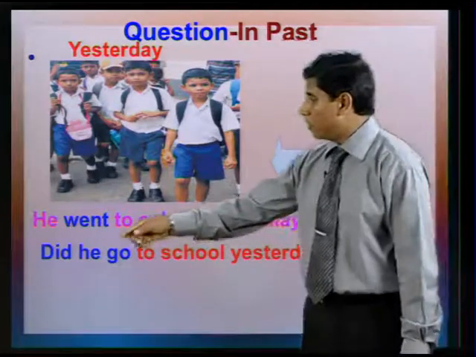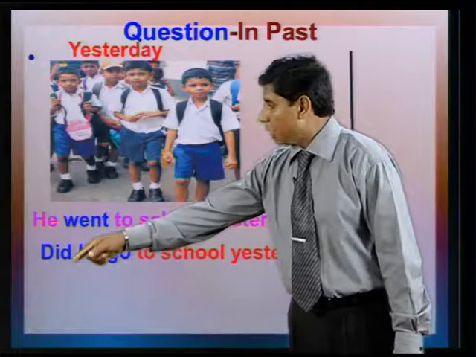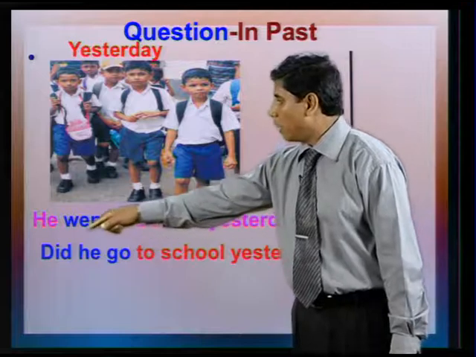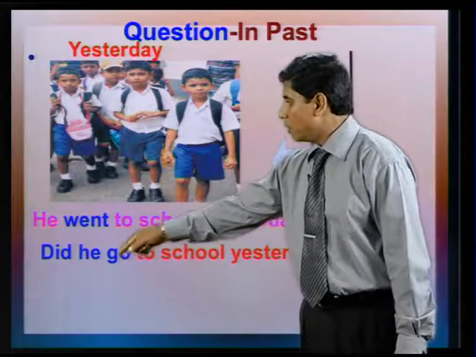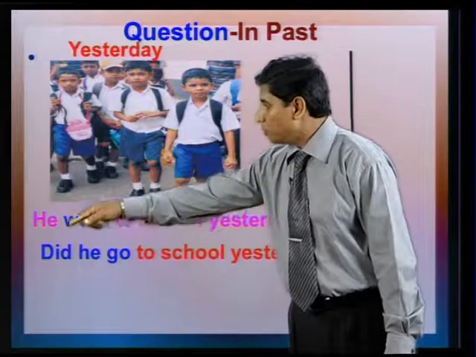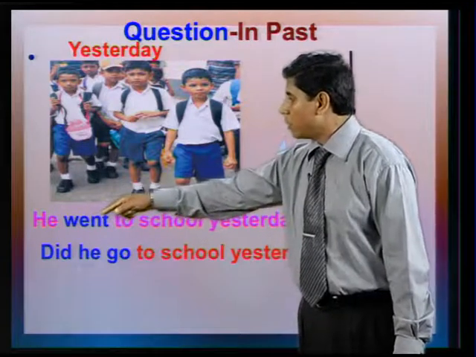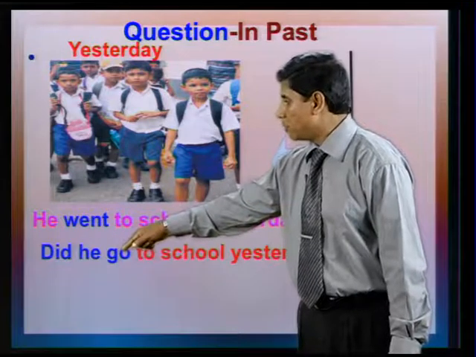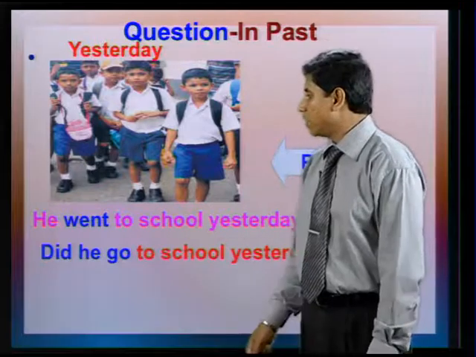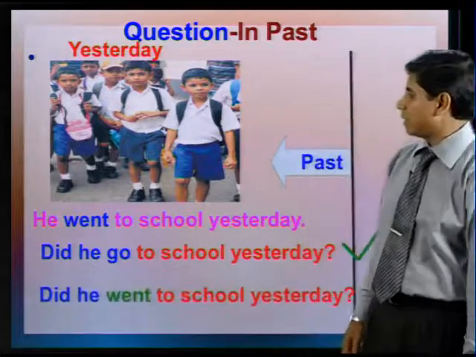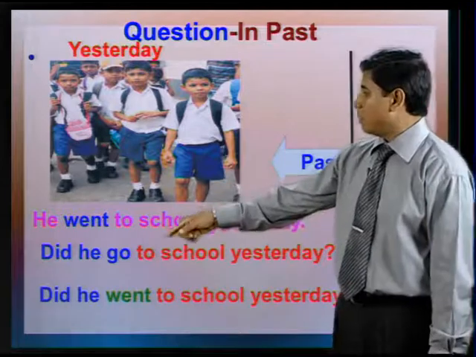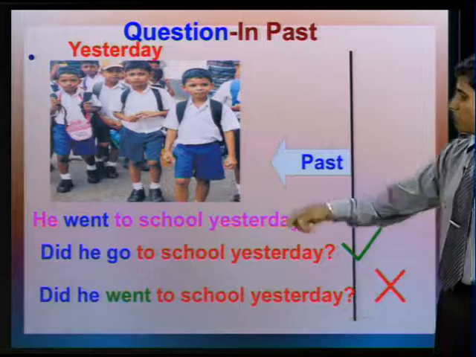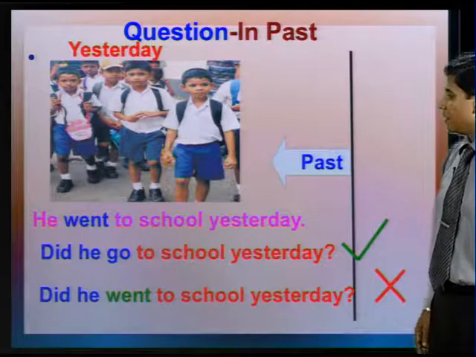Again, you have to remember, when you use did, you have to change went to go. When you use did, you can't use the past form of the verb, that is went. You have to use the present form of the verb given. Right, let's try another example. Did he went to school yesterday? That is wrong. So you can't use went and did.